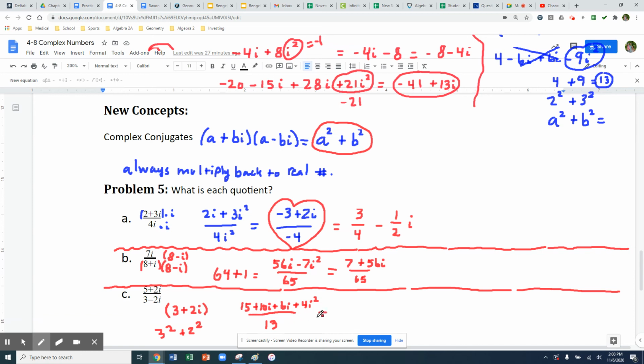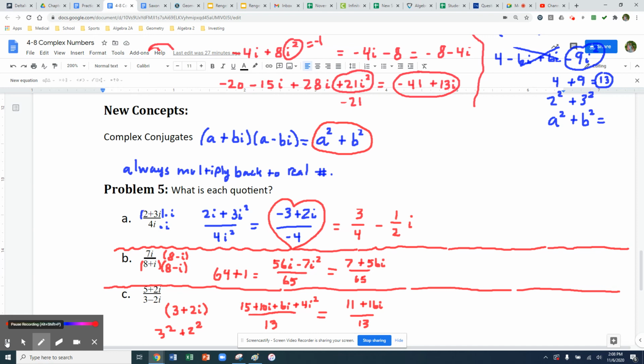Now we can combine any like terms. 15 will combine with negative 4, that makes 11. 10 and 6 makes 16. So we'll have 11 plus 16i over 13. And again, 11 and 13, 16 and 13 don't have any common factors because 13 is prime. So there's our final result.